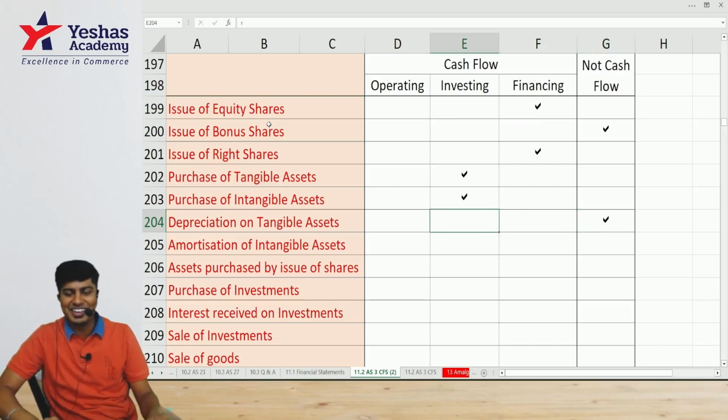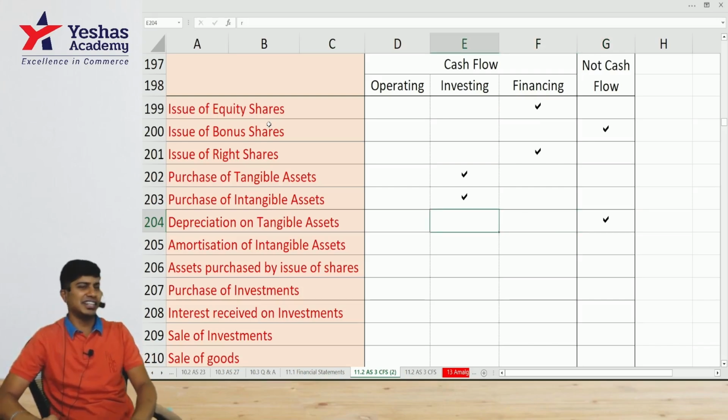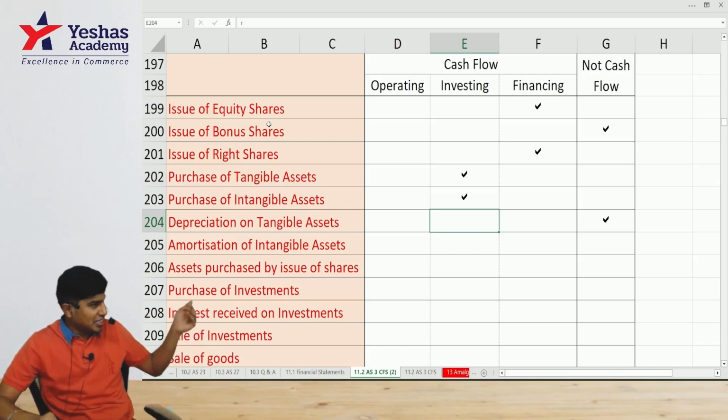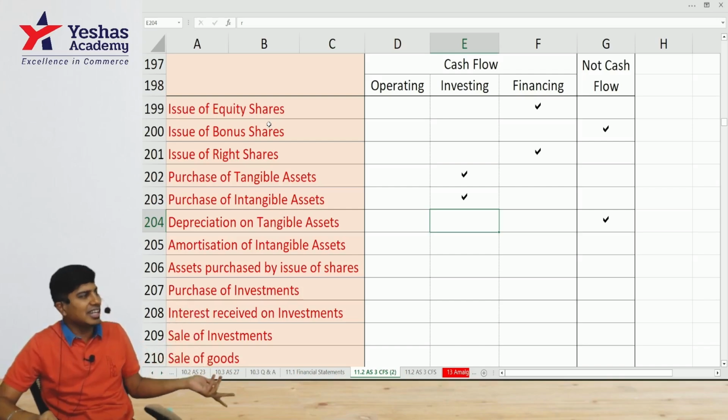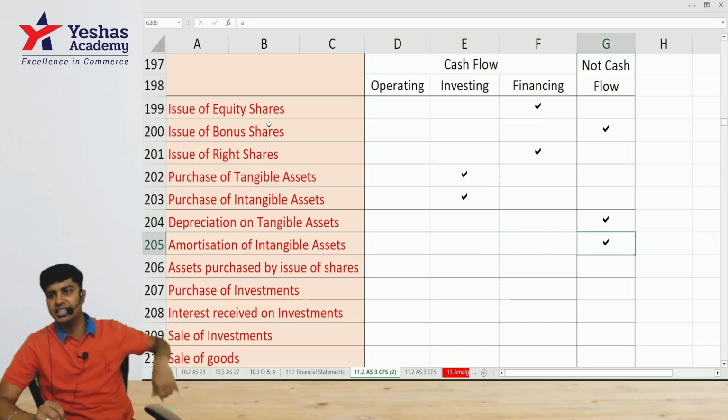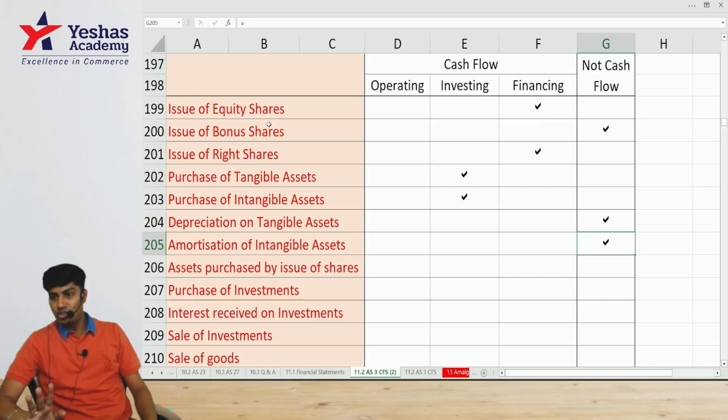What about the next one? Amortization of intangible asset. Like how you depreciate tangible asset, you amortize intangible asset. Same thing, but it is on a different asset. Not a cash flow. How about asset purchased by issue of shares?